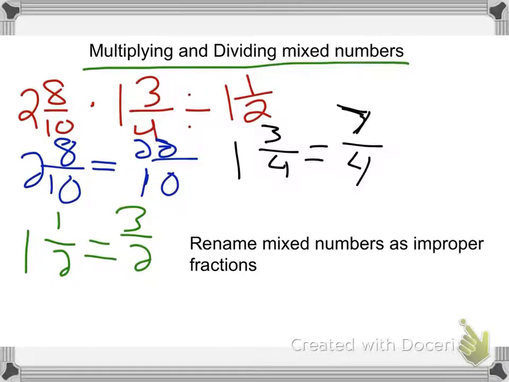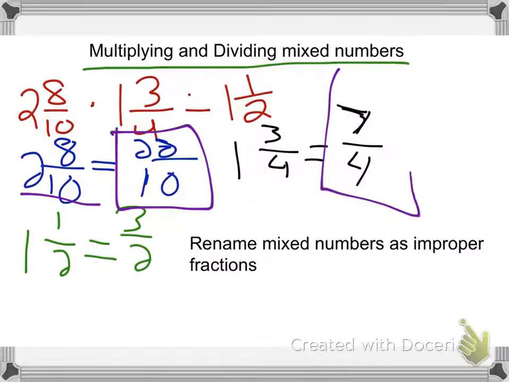So we have 2 over 8 times 1 over 3 divided by 1.5. In order to do that, you have to rename every mixed number in that problem as an improper fraction. So 2 over 8 right here will turn into 28 over 10. 1 over 3 will turn into 7 over 4. And 1.5 will turn into 3 over 2.